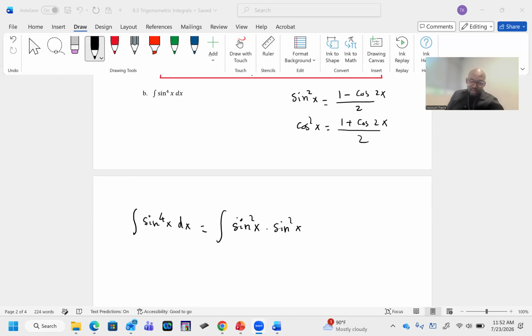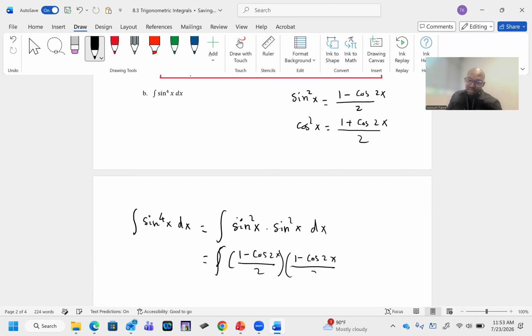And then you can see sine squared, which we know is half angle. So we'll have the integral of 1 minus cosine of 2x divided by 2, right? Times 1 minus cosine of 2x divided by 2 dx.